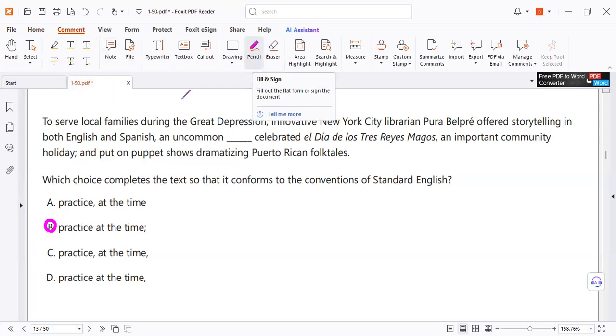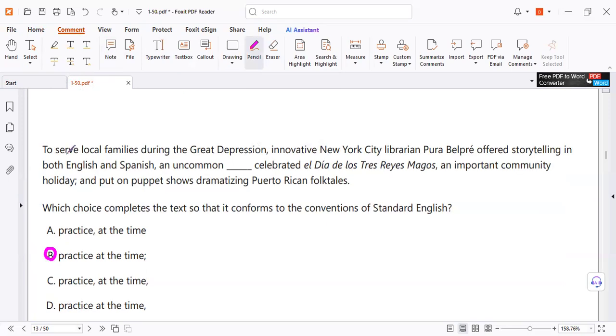Memorize the structure. The structure of the first one: infinitive phrase, comma, subject, verb, complement, complete sentence. Correct. To serve. Who is going to serve? Look, librarian offered. Is it a sentence or not? It's a sentence, but a simple sentence. But no problem. It can be any sentence.